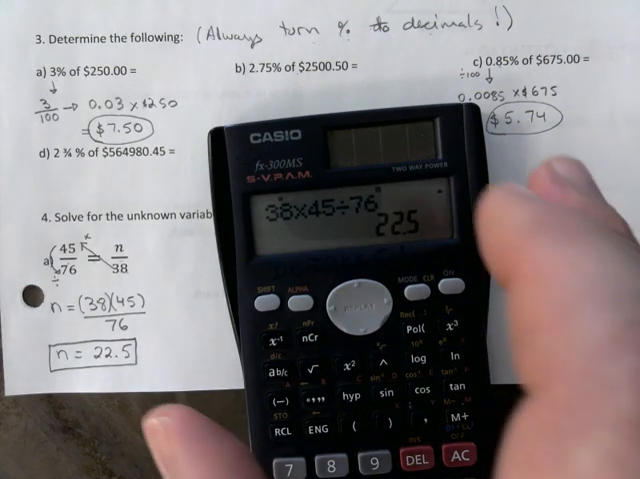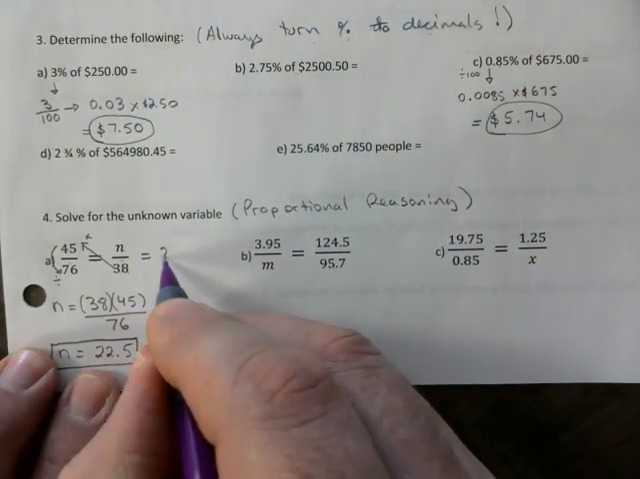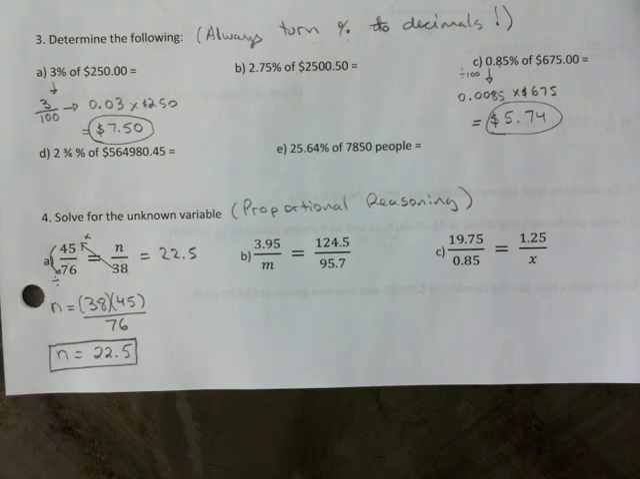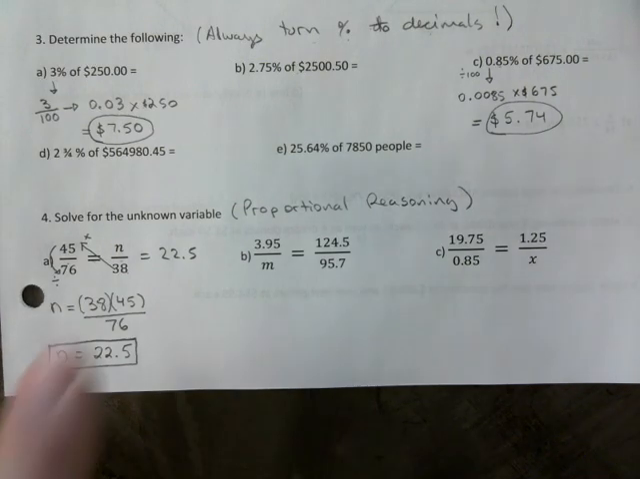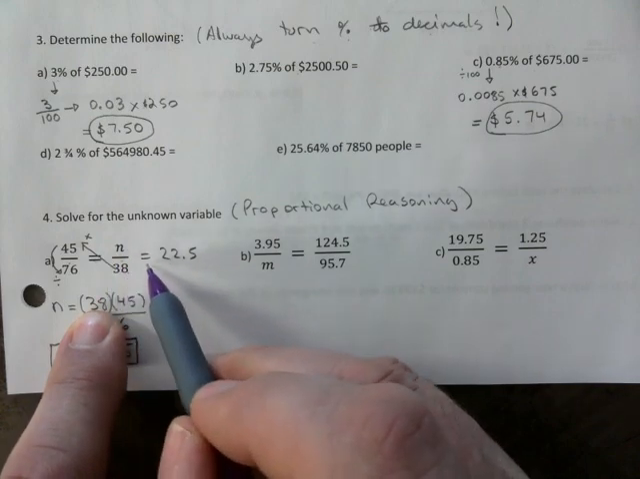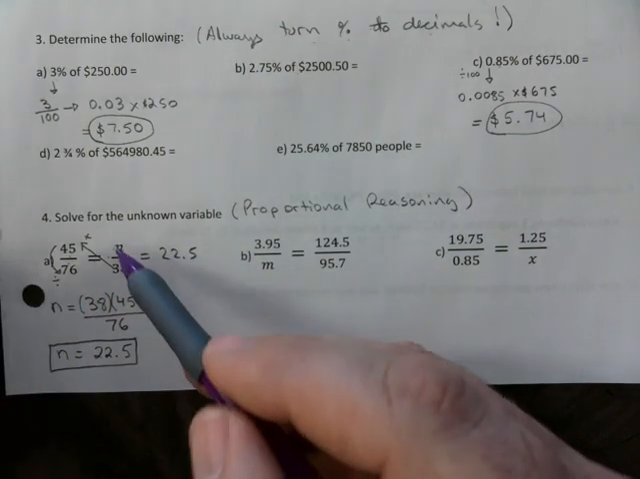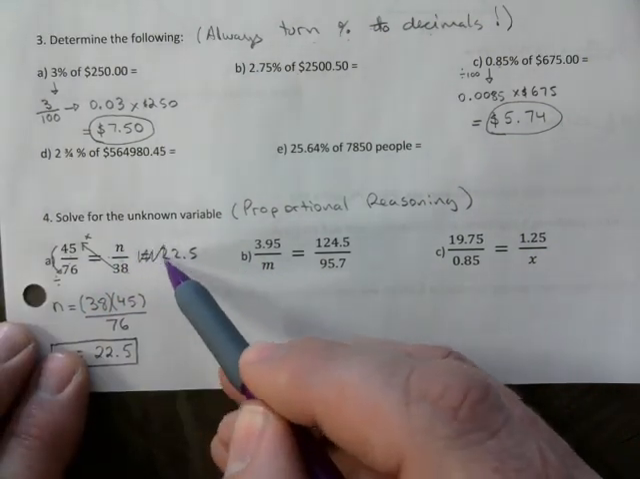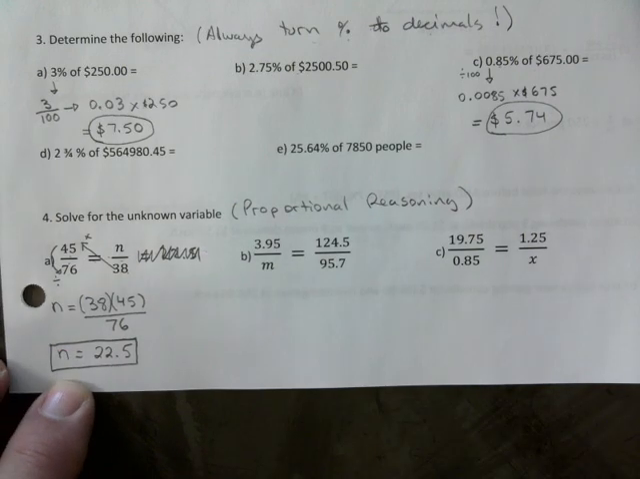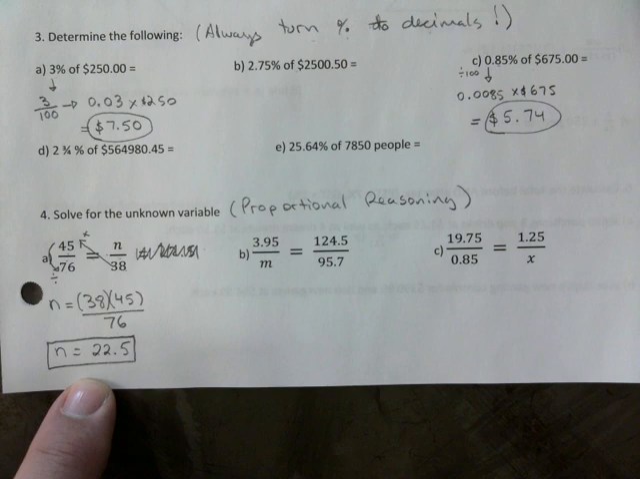Now I will tell you what I don't want to see. I don't want to see this, because that is wrong. N is 22.5, not the whole thing. First of all, I don't like choo-choo trains. I don't like this equals this equals this. Don't do that. I usually show my work going downward, so this is a big no-no. So make sure you show your work. It takes seconds to show your work. Really, like 15 seconds and you're done. So don't be lazy, okay?